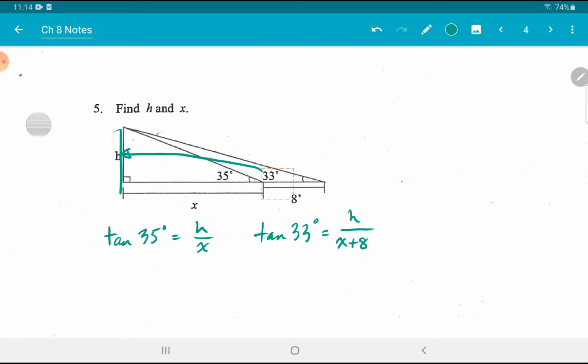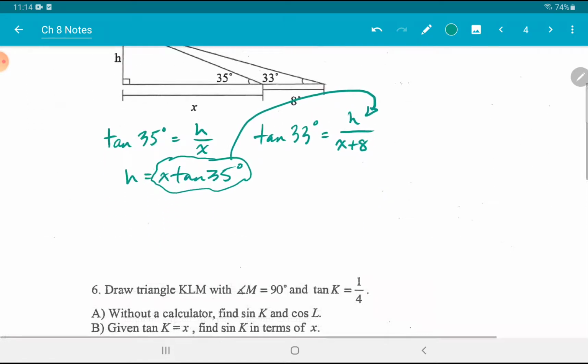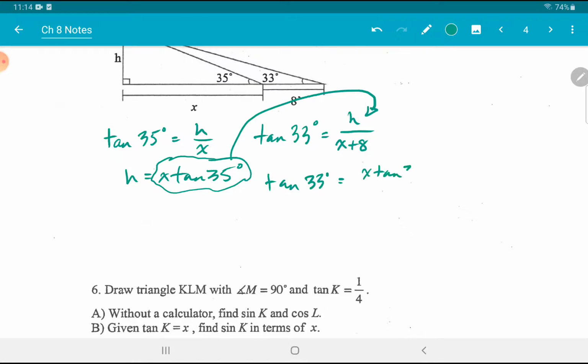Okay, so what I've now developed is 2 trig ratios, and from here it looks like I almost have a system of equations. So maybe what I want to do is just isolate a variable. Let's say that h is equal to x tangent of 35 degrees. And then from there, maybe I can actually just plug in this x tangent 35 into this h. It's just a system of equations, right? So if we go ahead and solve that, then we get tangent of 33 degrees is equal to x tangent 35 degrees over x plus 8.